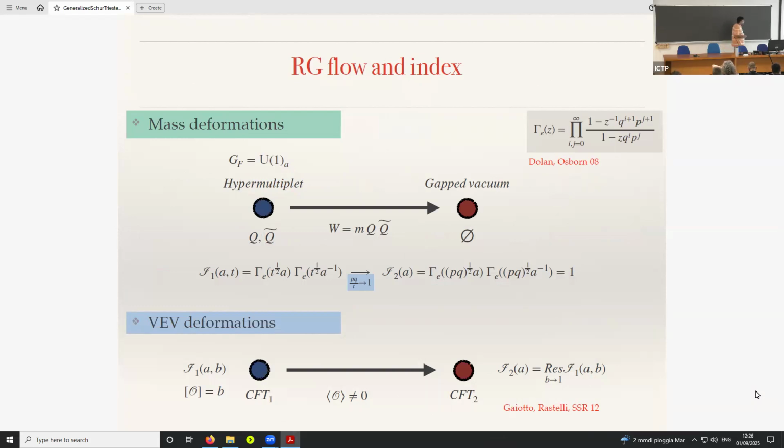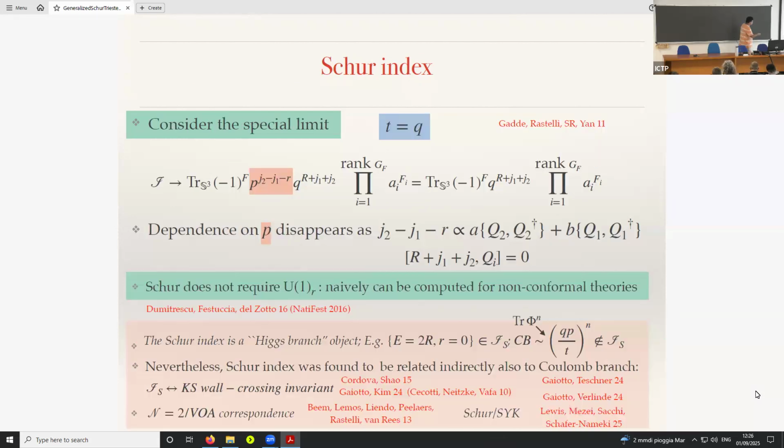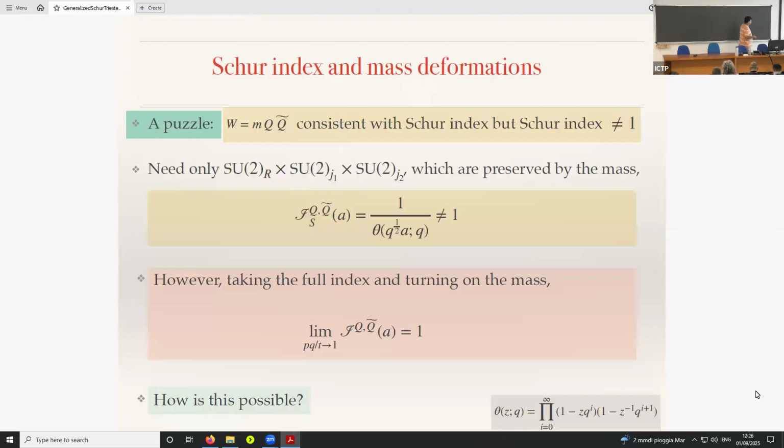Okay. So let me now discuss a certain puzzle that is related to this Schur index. It's a very simple puzzle. Maybe it doesn't deserve to be called a puzzle, but let me call it a puzzle. So let us go back to this case of having a hypermultiplet and giving the hypermultiplet a mass. On one hand, let me start from the second point here.